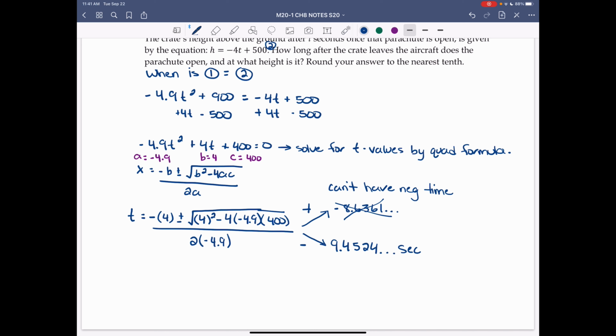And we also need to find the height at which the parachute opens. So we know that it opens at 9.4524 seconds. We need to find the height that it opens. So I need to sub this in to one of my equations. I'm going to choose equation 2. It was h equals negative 4t plus 500. I want to take this value and put it in for t. h equals negative 4 times 9.4524... plus 500.